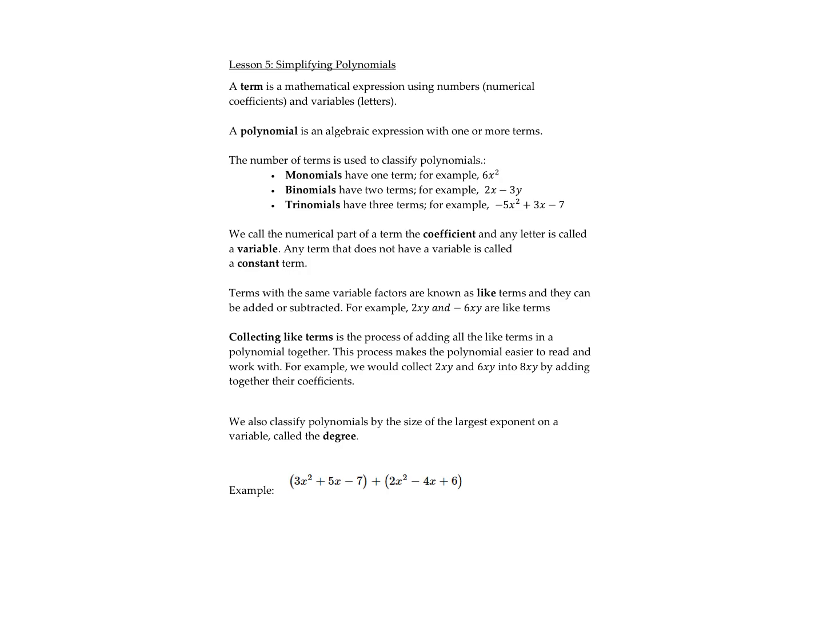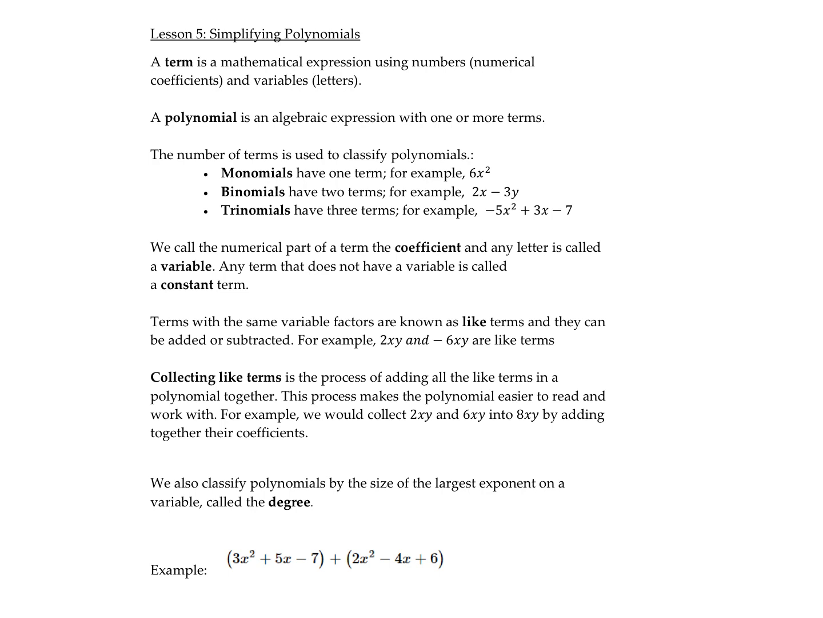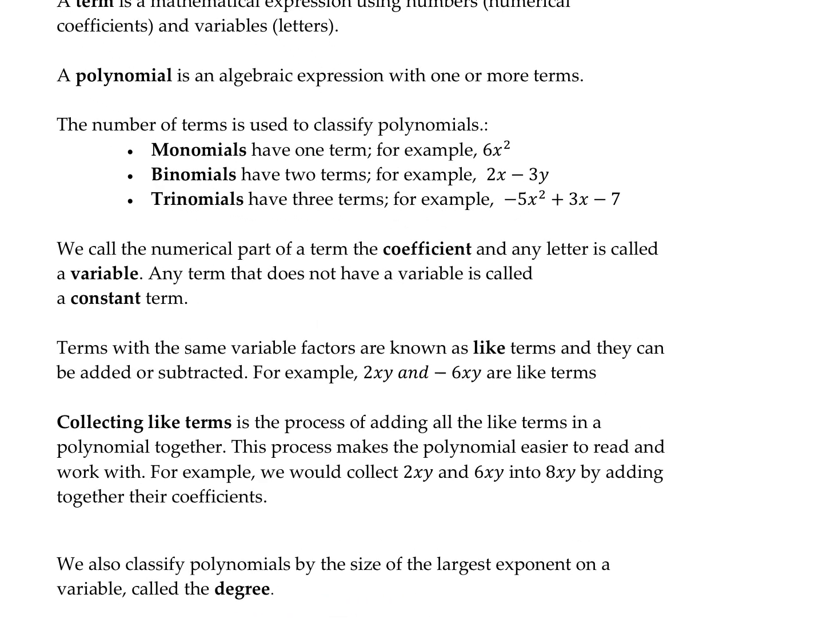So remember that a term is a mathematical expression that uses numbers and variables. So the numbers would be the numerical coefficients and the variables are letters. A polynomial is an algebraic expression with one or more terms. So sometimes we name them by the number of terms.